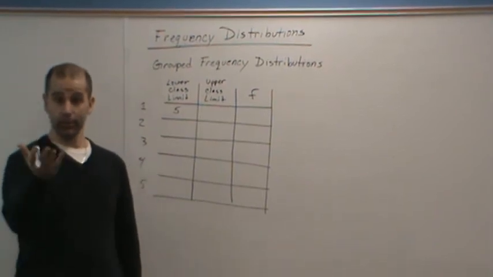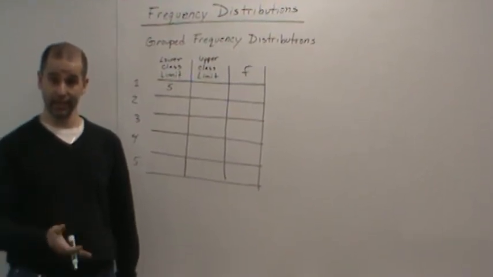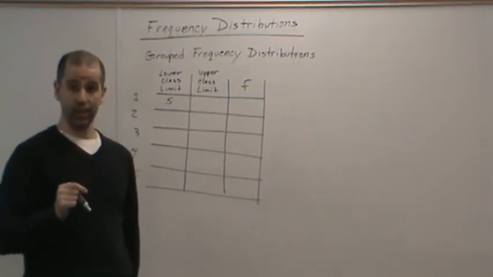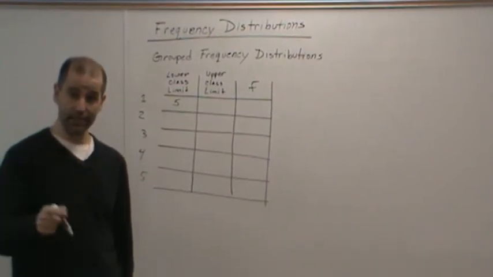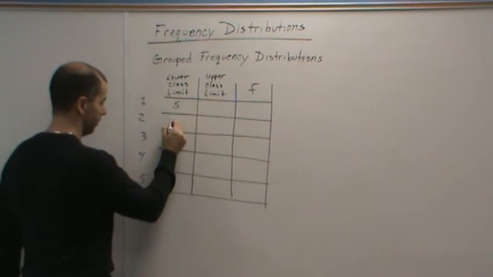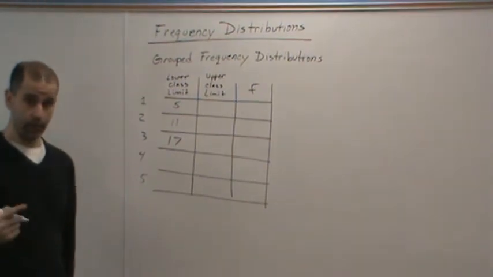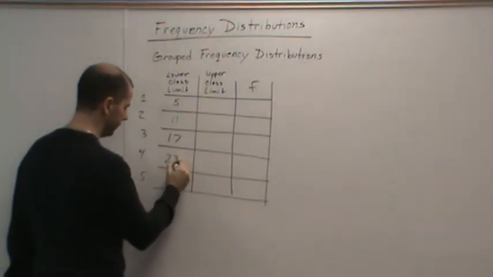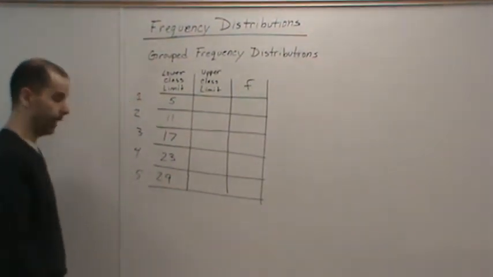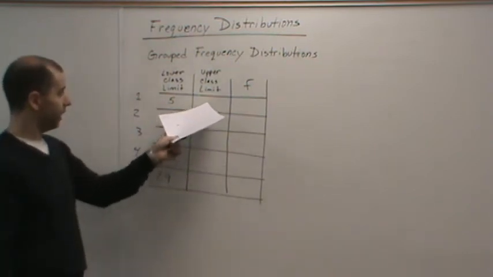Easy. Remember the class width? That's what we're going to use. We're going to add the class width to every class limit to get the next one. So, what's the class width? Do you remember? 6. So, we're going to add 6 every time to get the next one. What's 5 plus 6? 11. What's 11 plus 6? 17. 17 plus 6? 23. 23 plus 6? 29.